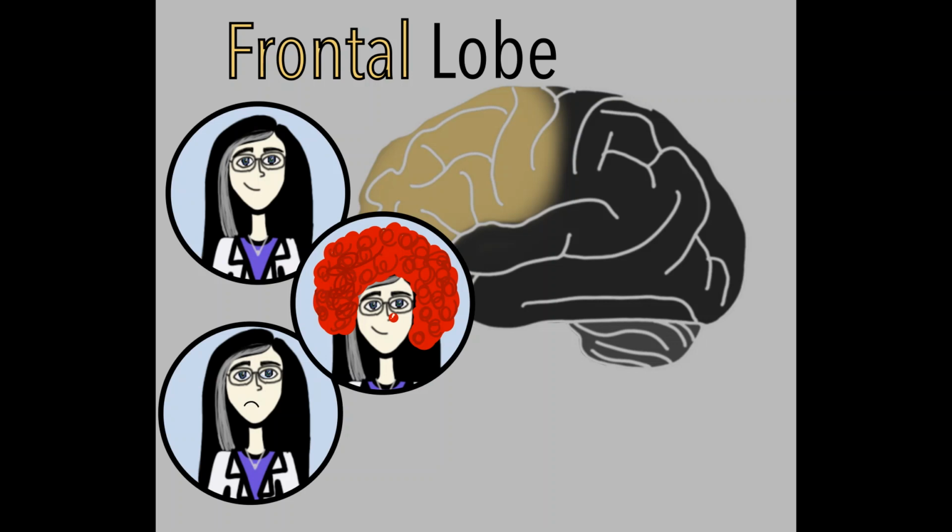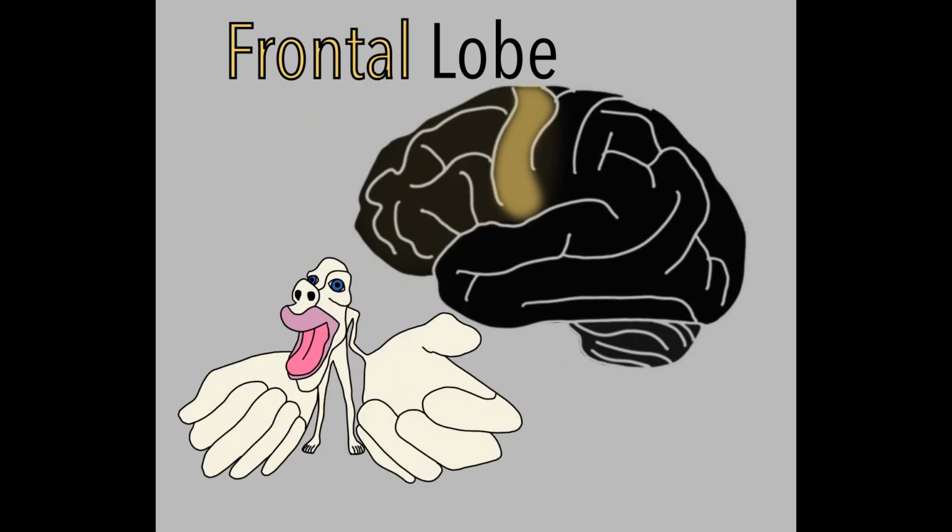Let's start with the frontal lobe. The frontal lobe's function is spread between aspects of personality and emotion, as well as movement. In front of the central sulcus, the most posterior portion of the frontal lobe is motor cortex. This is where all motor movements originate from.